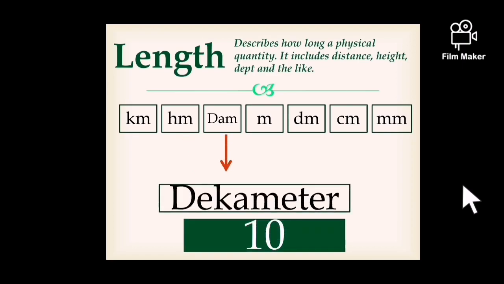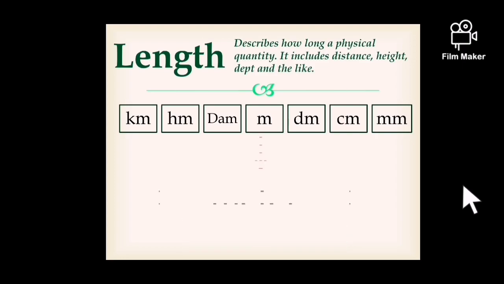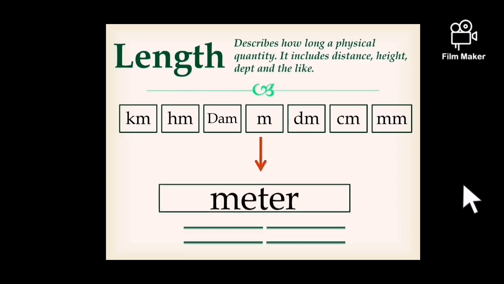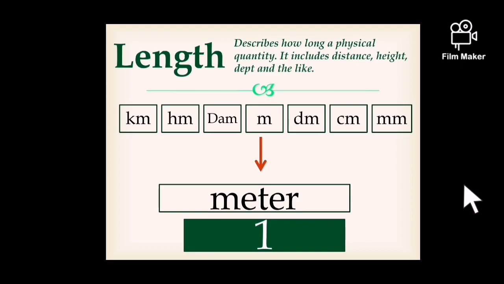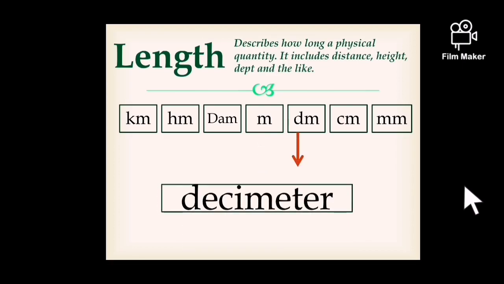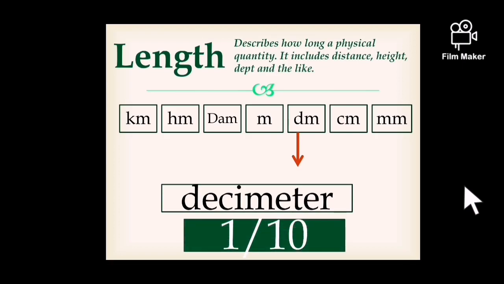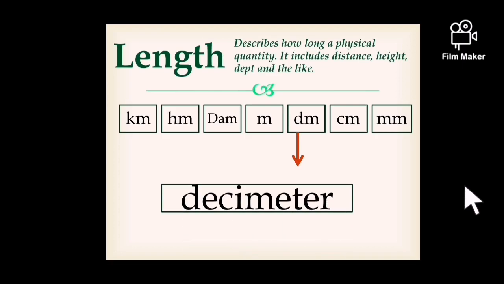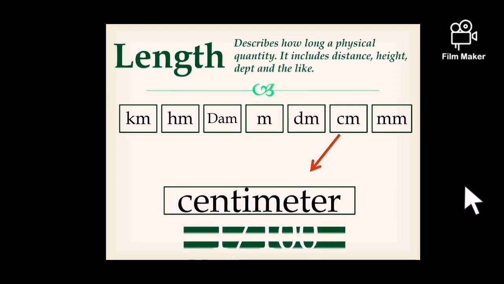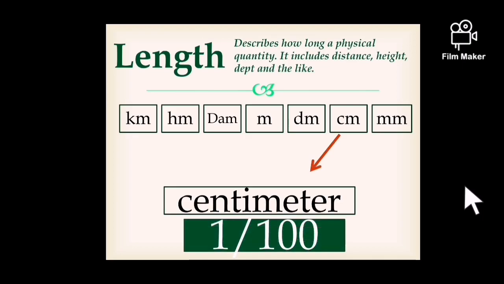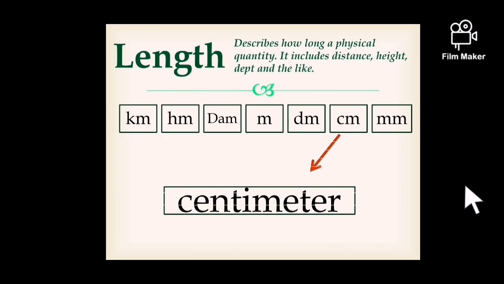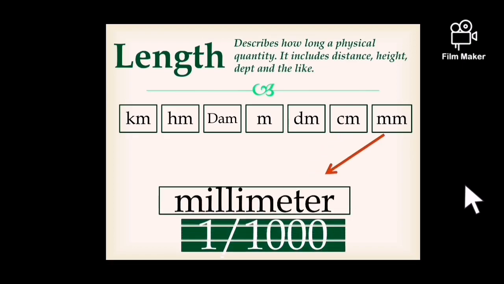Decameter means 10. Meter means 1, and meter is the basic unit of length. Decimeter is 1/10. Centimeter is 1/100 and millimeter, its value is 1/1000.